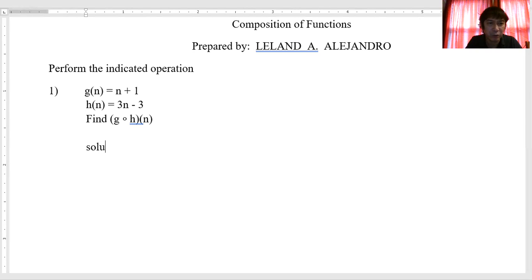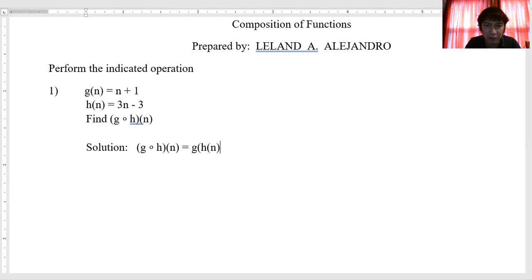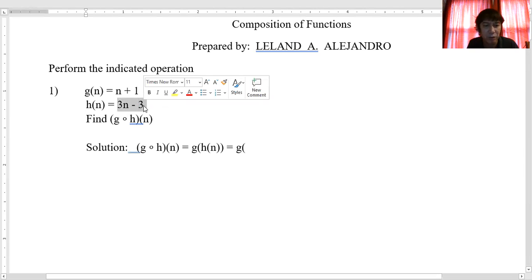We usually type the word solution first, followed by the required. So this is g of h of n, where h of n is actually 3n minus 3, and we can now put this in the placeholder. So this means g of, h of n is equivalent to 3n minus 3, so we can now put this as the input.